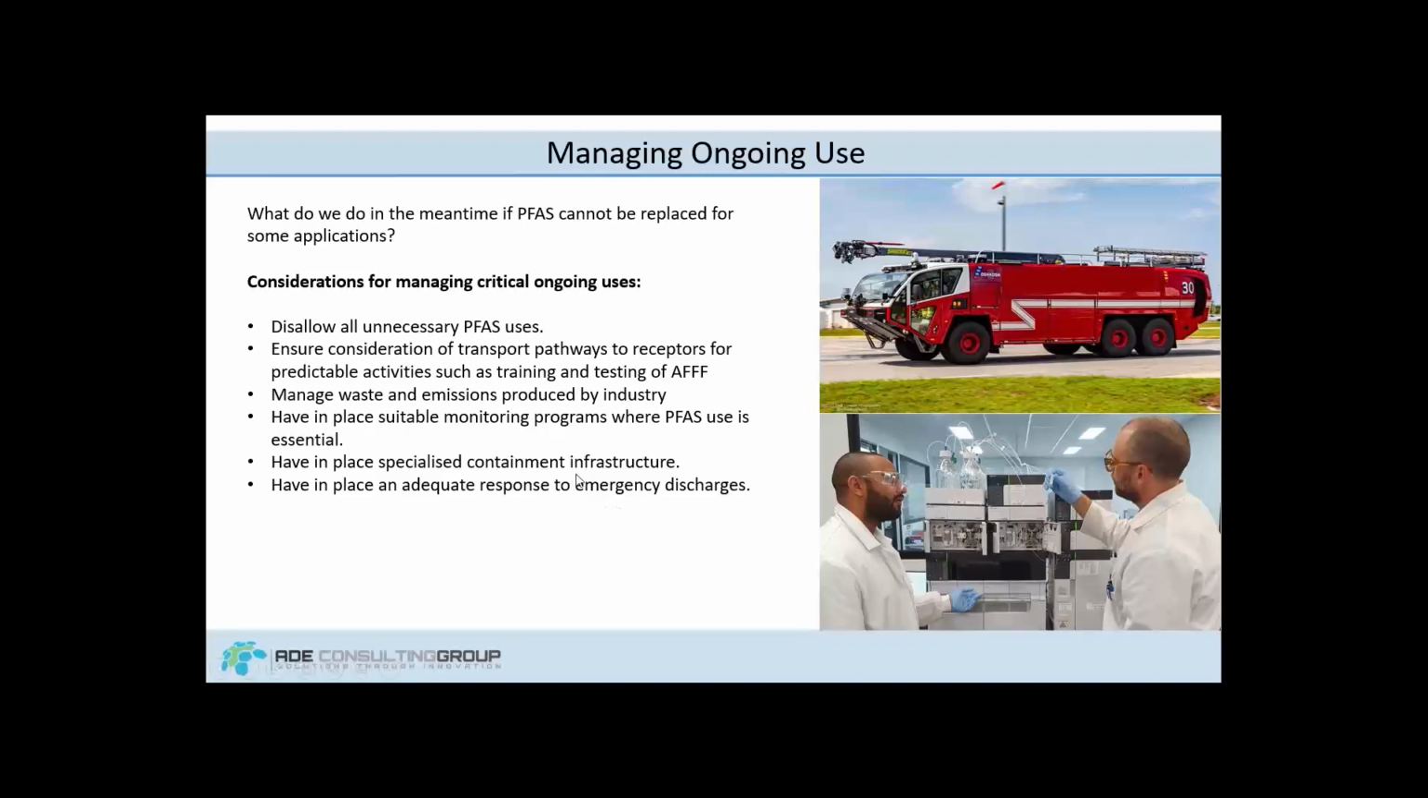We need to have in place suitable monitoring programs where PFAS use is essential, that will notify us where we aren't meeting the requirements for managing the risk, i.e. there's measurable migration off-site or open pathways to receptors. Have in place specialized contaminant infrastructure, so impermeable pads, water holding tanks, treatment systems, etc. And then lastly, have in place a response to emergency discharges. So if we do have a hangar that discharges foam or a plating facility that has a leak, have in place a response as part of that site's management for dealing with those events. So basically they can be addressed before the plume migrates too far and becomes a much larger problem to manage.